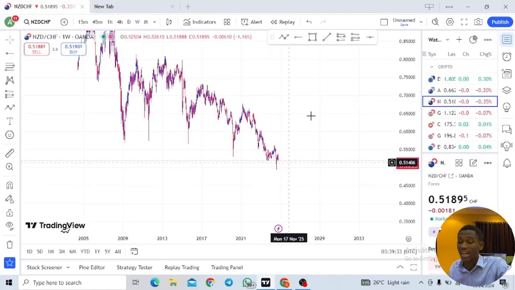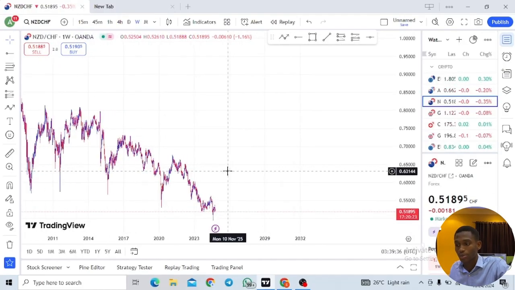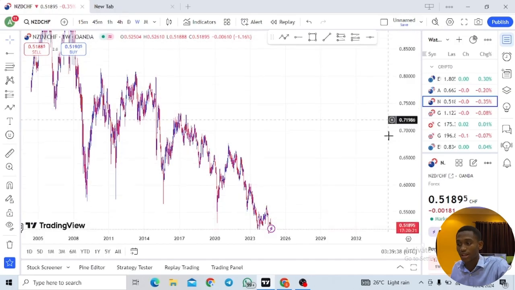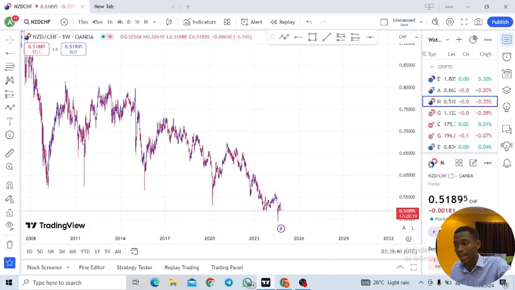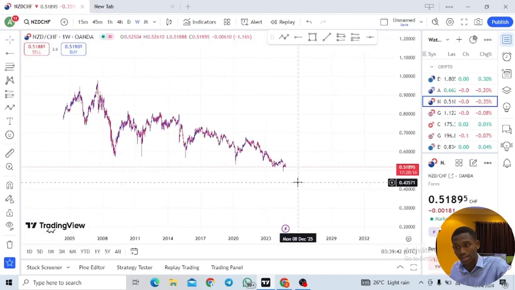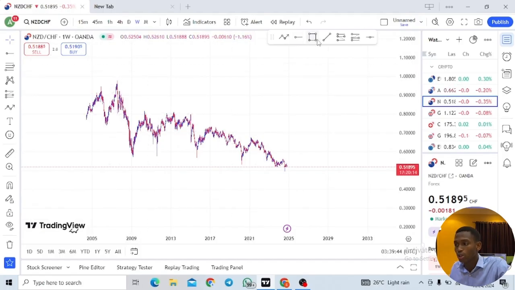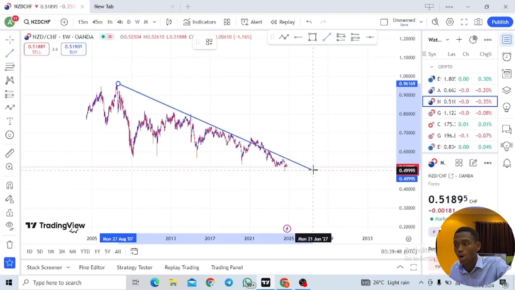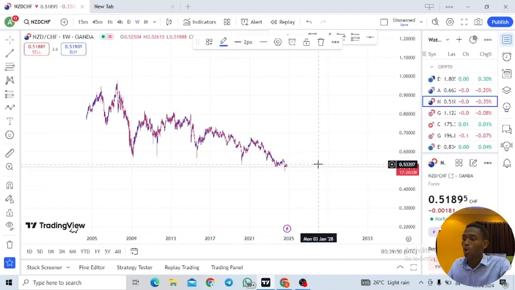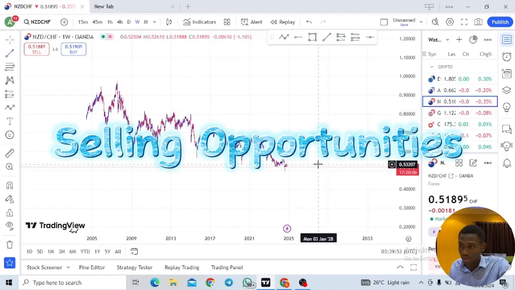So let us use NZD-CHF as an example. Where is NZD-CHF headed towards? Now, it is clear that NZD-CHF is headed to the downside. We don't need too much analysis. It is headed to the downside. So from the little we've seen, we're looking for selling opportunities, right?